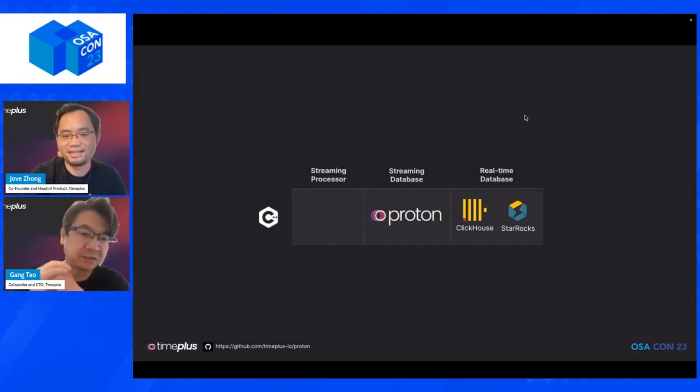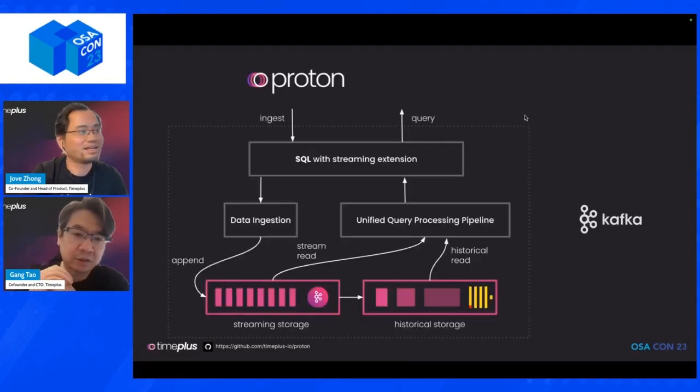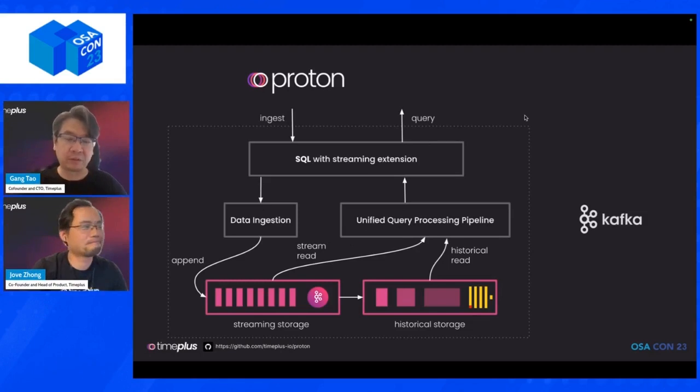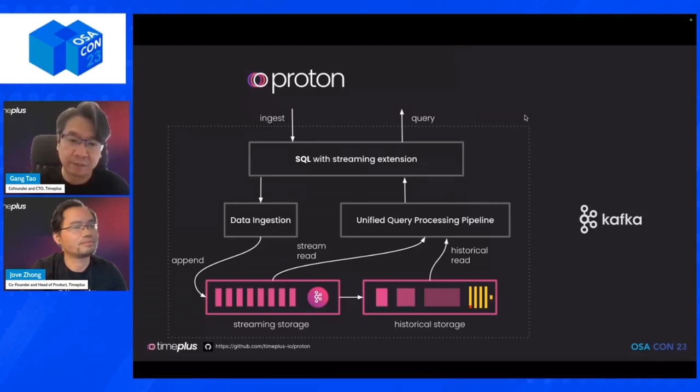Thanks, Jove. Thanks for having us. So next, I'm going to quickly talk about some other open source options. The first one is Proton, which is a C++ based stream processing system. This is the architecture of Proton, right? If you take a look at this architecture, actually, it's similar to the human brain, right?